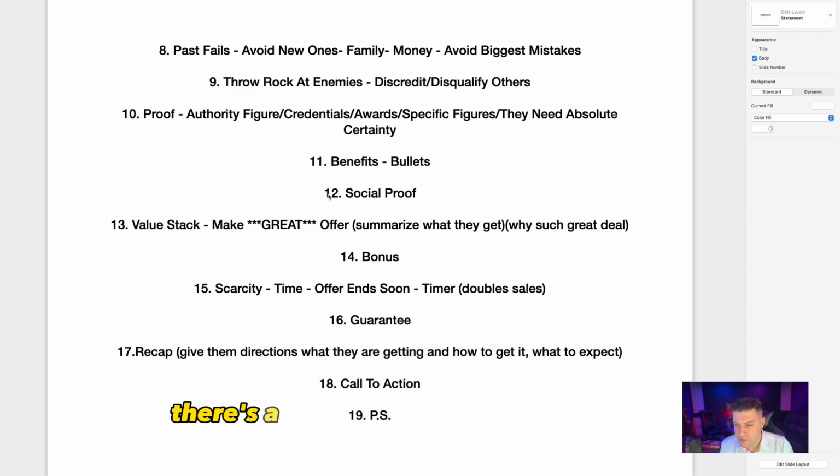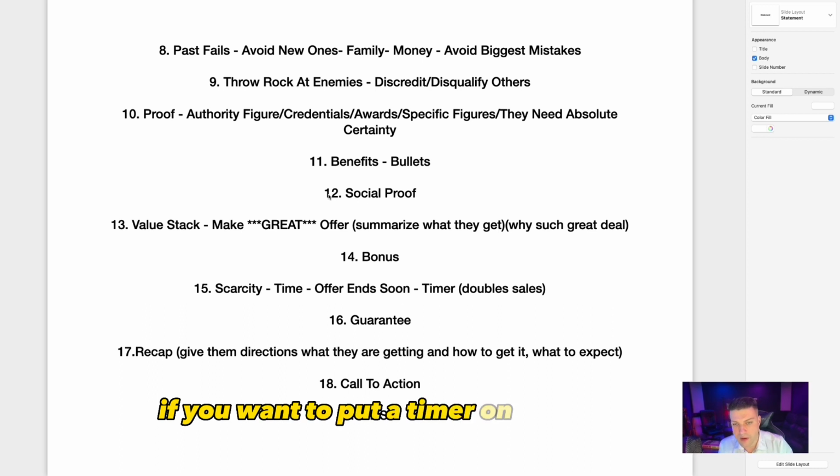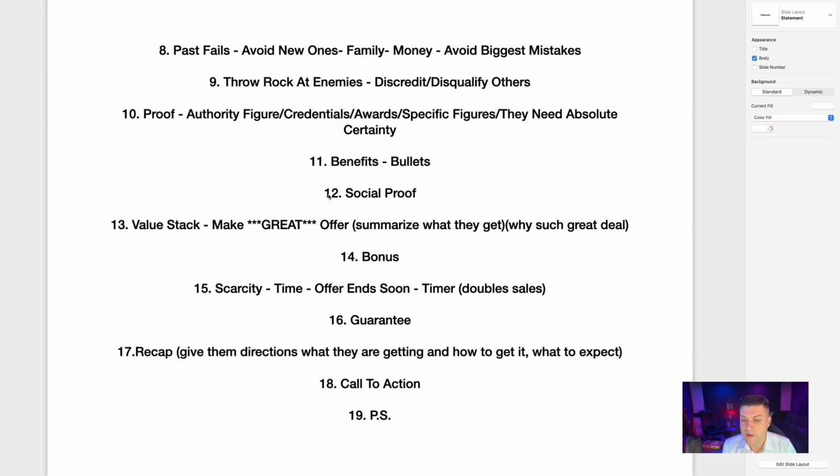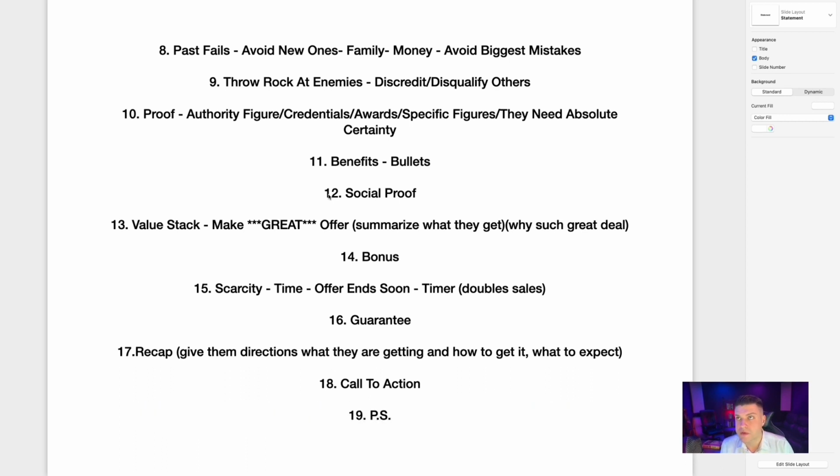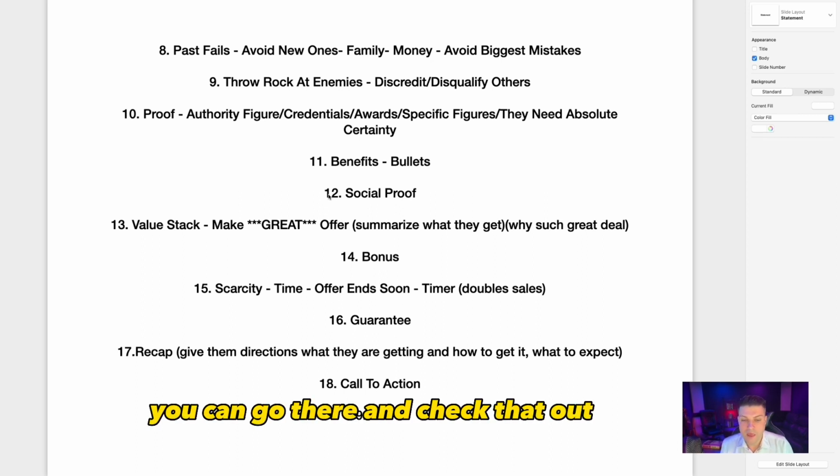There's a website called Deadline Timers that you can go to if you want to put a timer on your product, and it will actually expire and be real, so you don't have some fake timer on your website that restarts when they refresh the page. You don't want to ever seem fake. You're going to lose trust in people. So it's always good to use Deadline Timer or Deadline Funnels, I believe .com. You can go there and check that out.